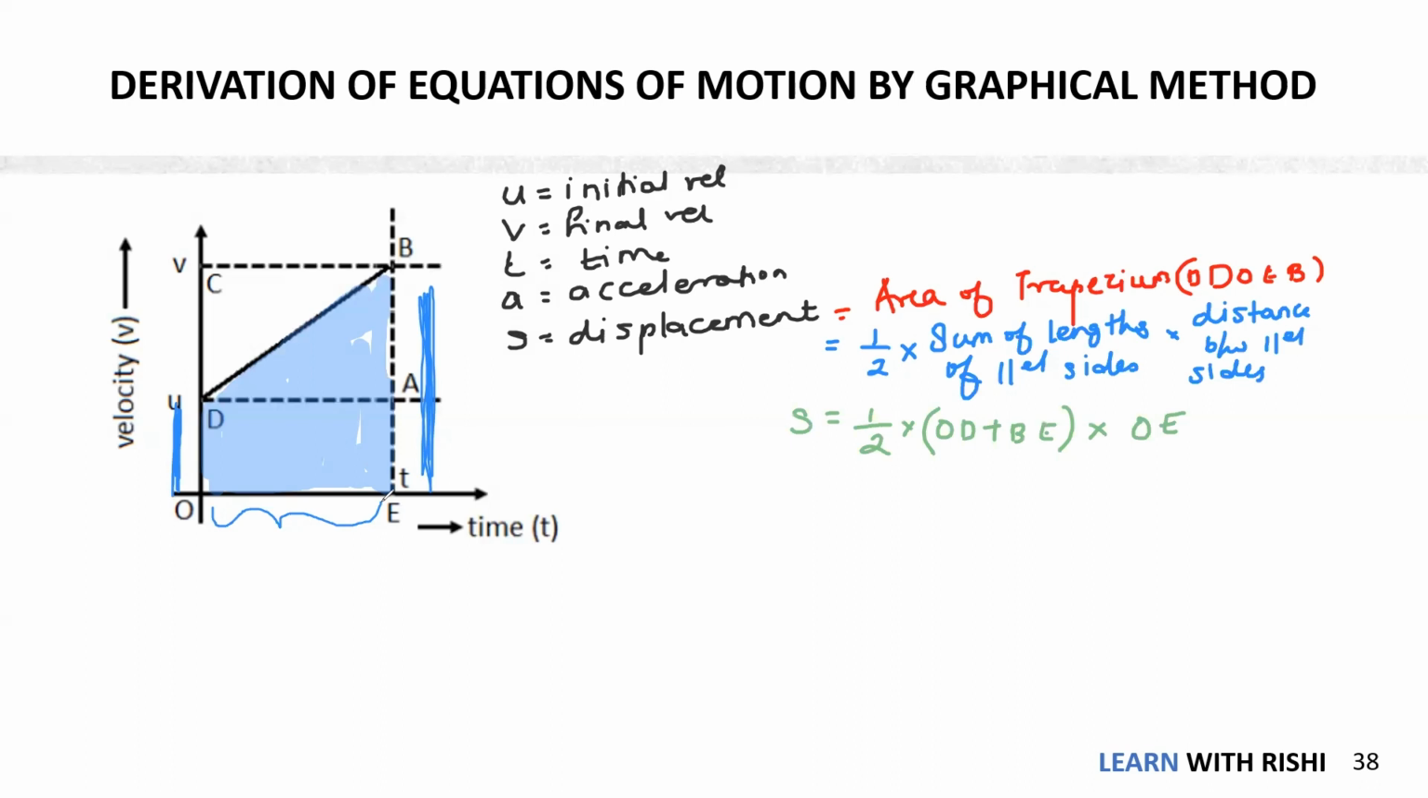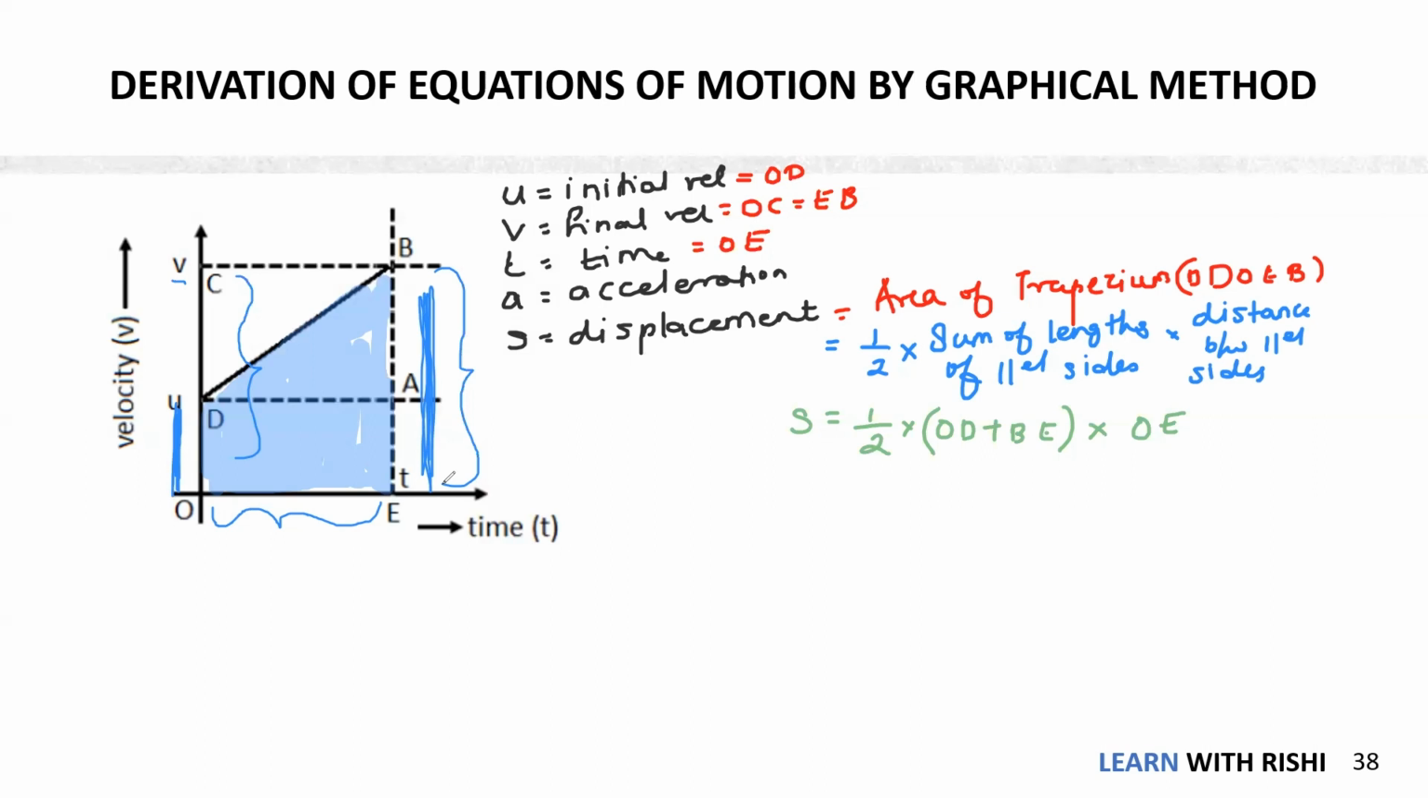Distance OD is the initial velocity, so I can write u is equal to OD. Distance OC is v, and OC is also equal to EB. So I can write v, the final velocity, is equal to OC, which is equal to BE. Time is equal to OE. So I've made three conclusions from here: u is equal to OD, v is equal to OC, which is also equal to EB, and t is equal to OE. Now we have to substitute these values in the equation.